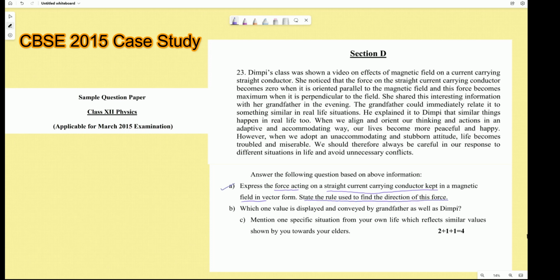Let's do the question number 1. I hope the question is clear. Dimpi sees the videos that there is a magnetic field on a current carrying conductor, right? So what is the effect being referred to? The effect being referred to is the force, right? So a magnetic field applies force on the current carrying conductor.